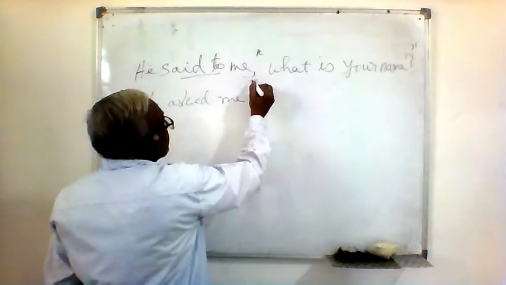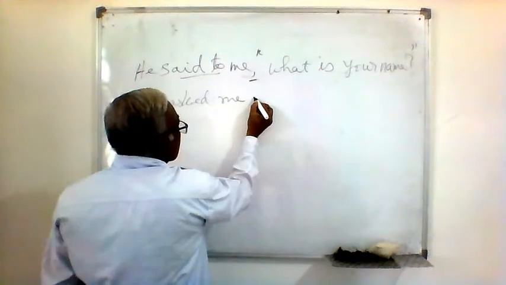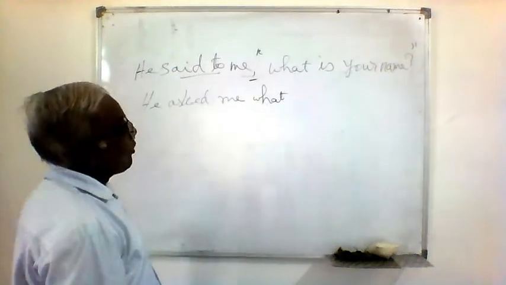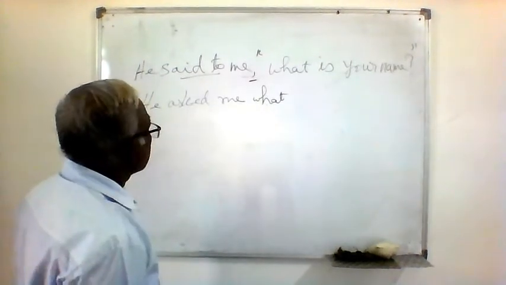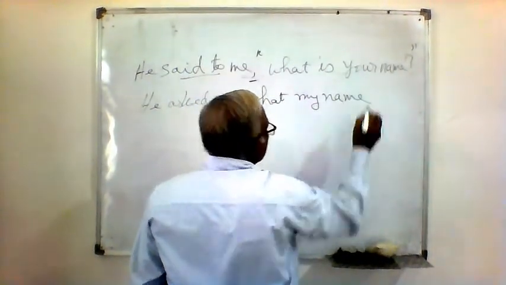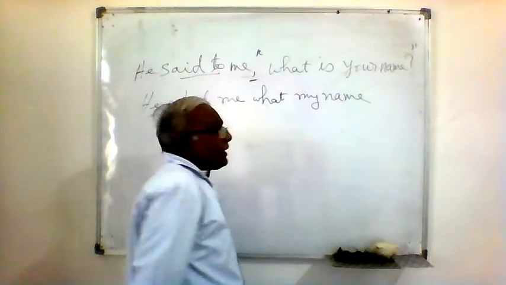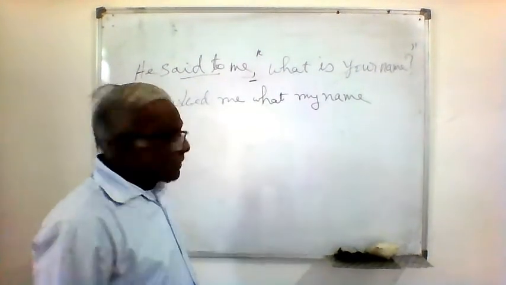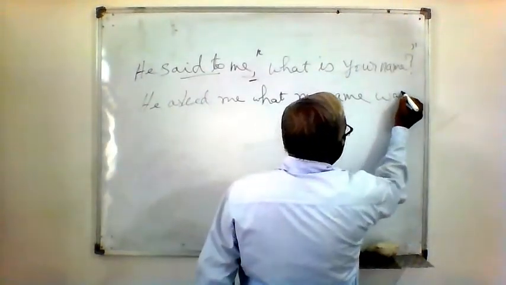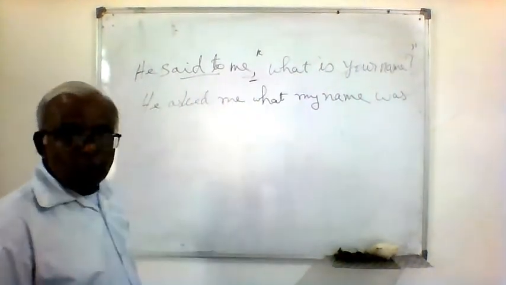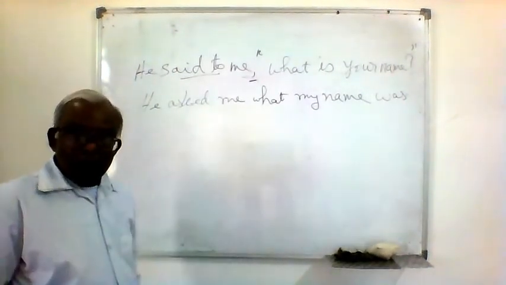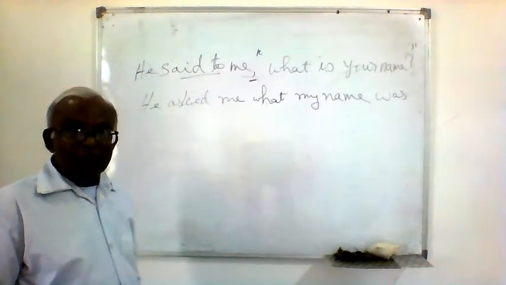We remove this, therefore we use this "what" in small letter. The capital "what" there becomes a small "what." He asked me what my name was. Now look at there, the word "your name" has become "my name" because he was asking me what my name was. Initially, in the beginning, it might sound strange, but this is the way we can keep the meaning intact.